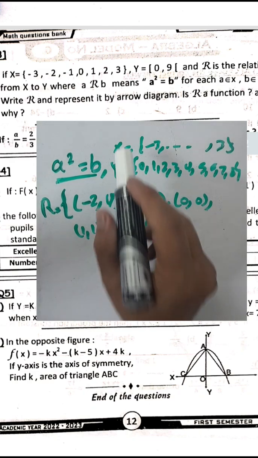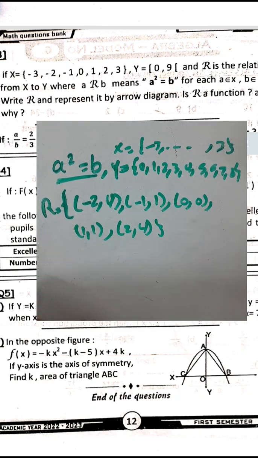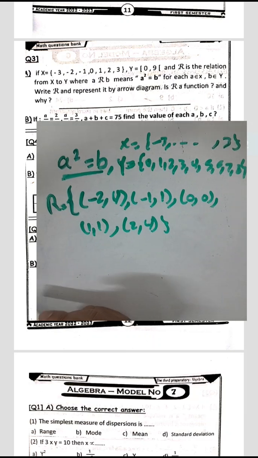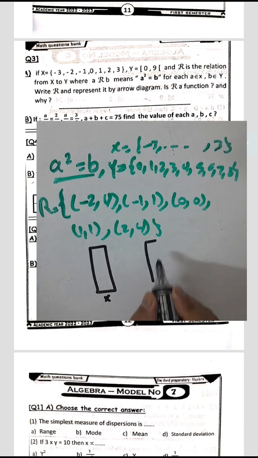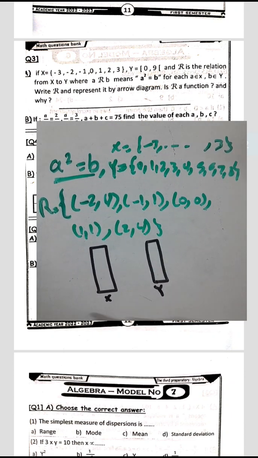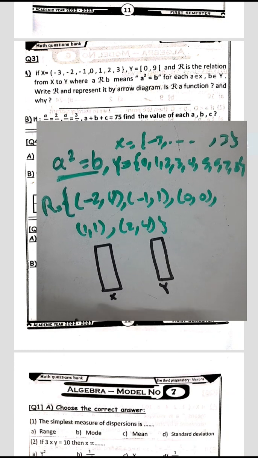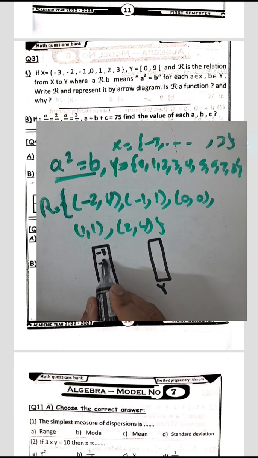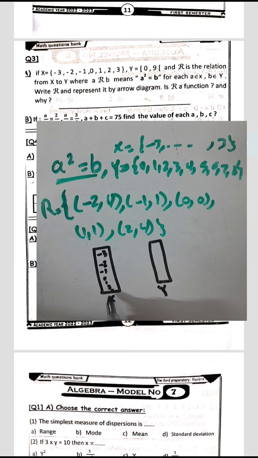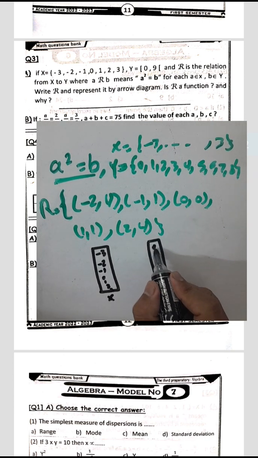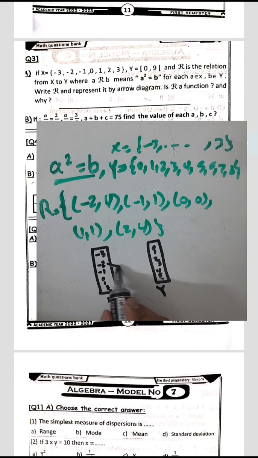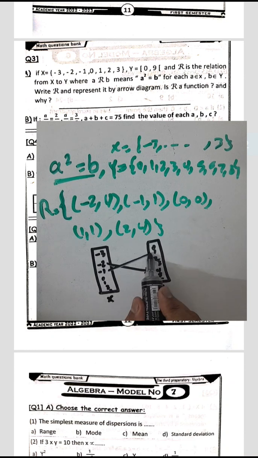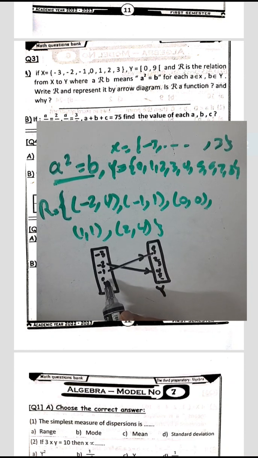Here we have x and y in this relation, and then we draw the arrow diagram. We have here x: negative 3, negative 2, negative 1, 0, 1, 2, 3, and the image here: 0, 1, 2, 3, 4, 5, 6, 7, 8. From negative 2 to 4, negative 1 to 1, 1 to 1, 2 to 4.